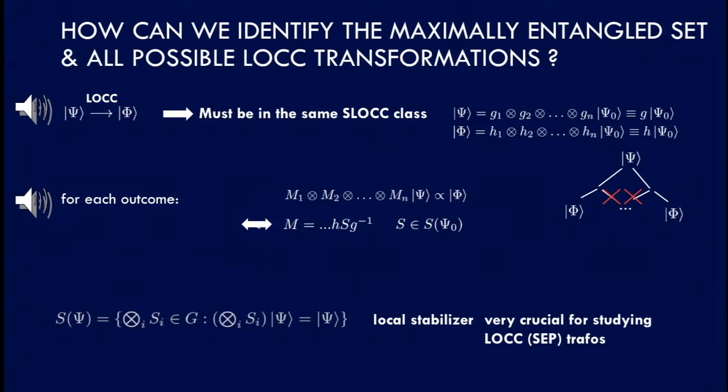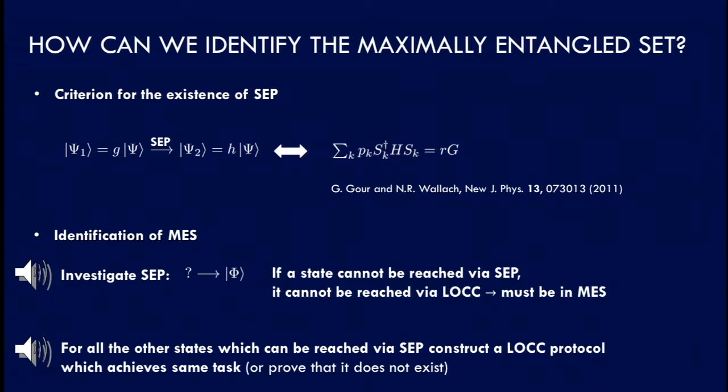Okay, and this is going to be very important. This is a local operator, okay, so it's simply local operators that leave your state invariant, in GL, so any invertible matrix that is local. And it's going to be very important for what I'm going to say next. Because if you want to study now the larger set, the separable transformations, then Gilad Gour and Nolan Wallach derived some very simple necessary and sufficient condition for when there exists a separable transformation from one state to another, which again involves, of course, these symmetries, these local symmetries. Okay?